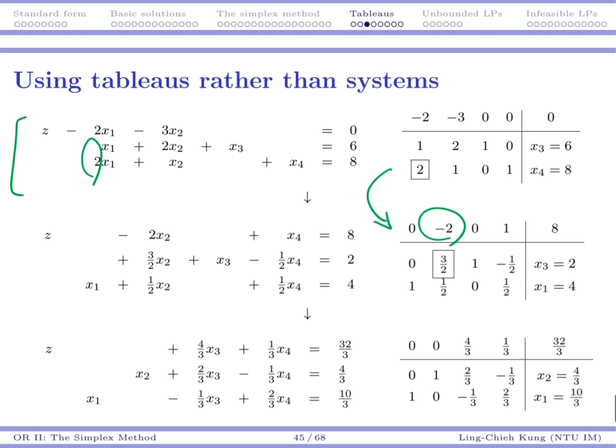This is a negative number. We do the ratio test. We get the minimum ratio. This should be our pivot. And then we do it again to make it 1, all others 0. And then here we get to our third tableau. Everything is non-negative in the 0th row. So we're done. This is our optimal tableau, which corresponds to the optimal basis or optimal solution. The optimal solution is x1 should be 10 over 3, x2 should be 4 over 3, and our z value is 32 over 3.